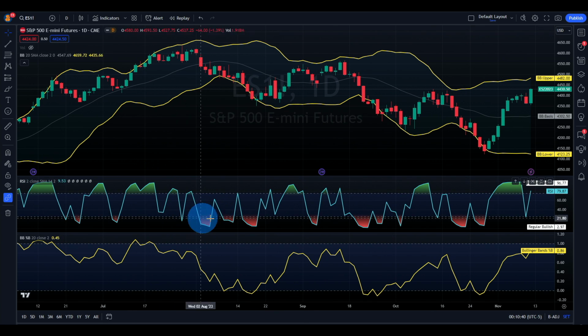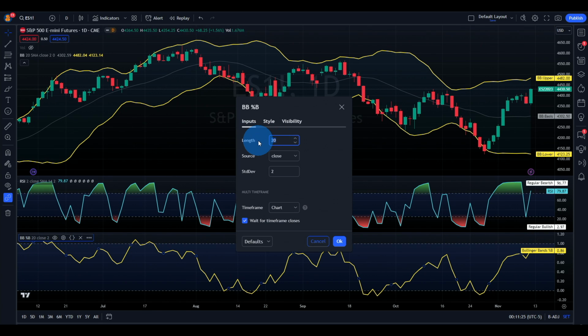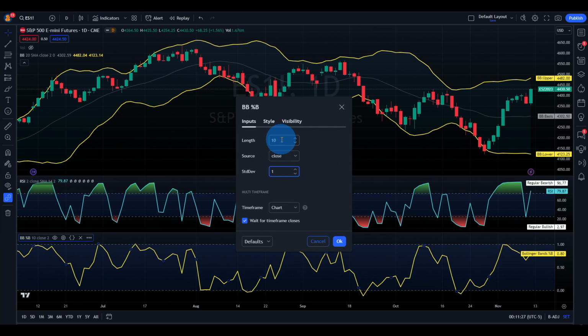You can see that we have many signals when we switch to RSI2, because RSI2 is a high speed indicator, while the Bollinger Bands with 20 and 2 are slow. We need to match these Bollinger Bands with the RSI2. Very simply, to match this speed, we can change the Bollinger Bands to 10 and 1. So 10 is the moving average and 1 is the standard deviation.